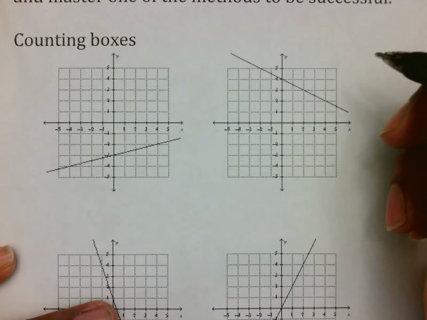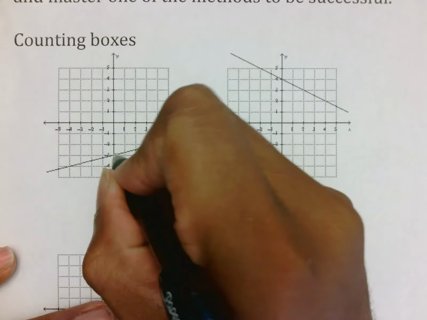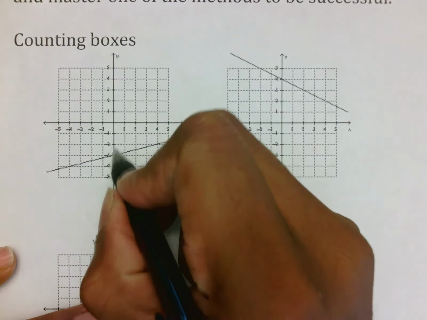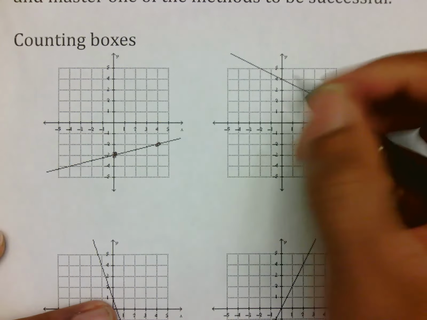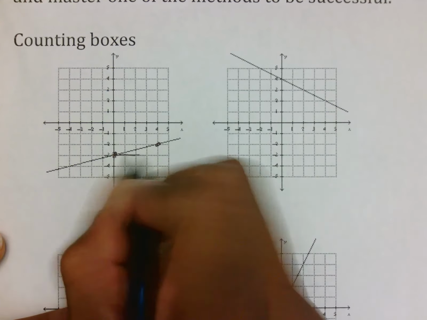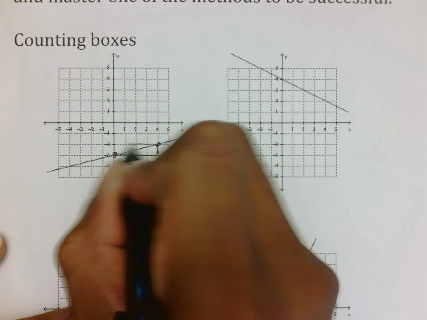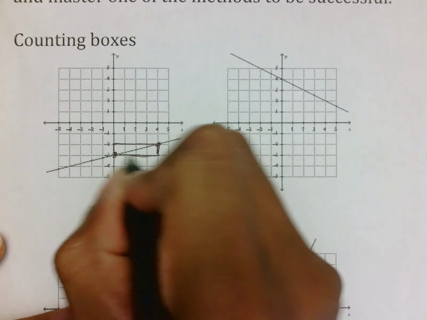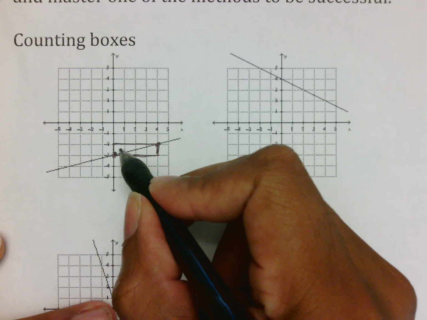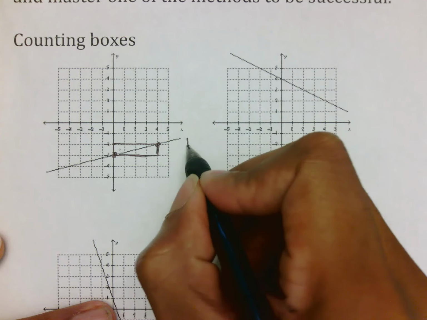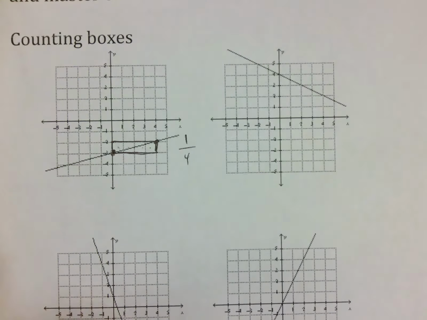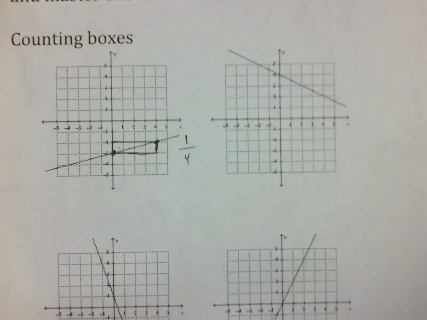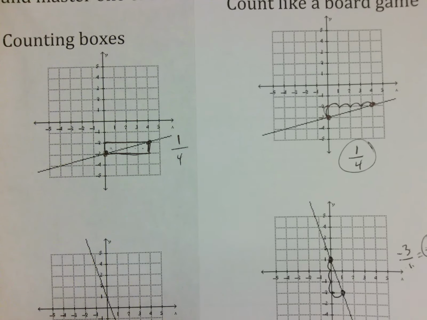Now, we're not going to actually set these up like we did before, but I'll show you what they would look like. Again, you still find your 2 points. That's a good point there. That is a good point there. What you would do next is make a rectangle that connects these 2 dots. Notice that there's only 1 box going up, and there's 1, 2, 3, 4 boxes going over. And when you look back at the problem, you still get the same answer, which is still 1/4.